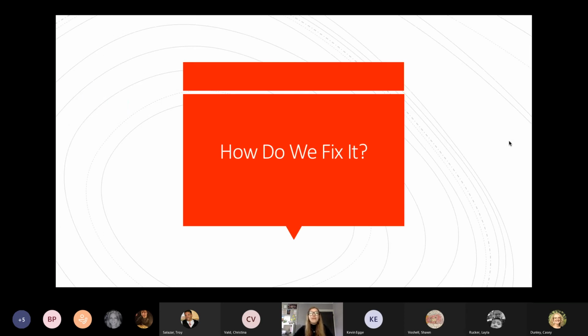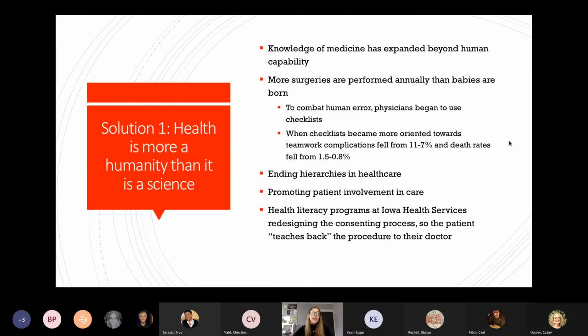But between the poor value and the poor quality of our healthcare system, we're obviously not doing too great. So how do we fix it? What can we do to improve the quality of our healthcare system, to improve the value, so that we're better taking care of our patients? And this first solution is a mantra that I've been peddling this whole year, which is health is more humanity than it is a science, and looking into the value of human collaboration and human connection in medicine.